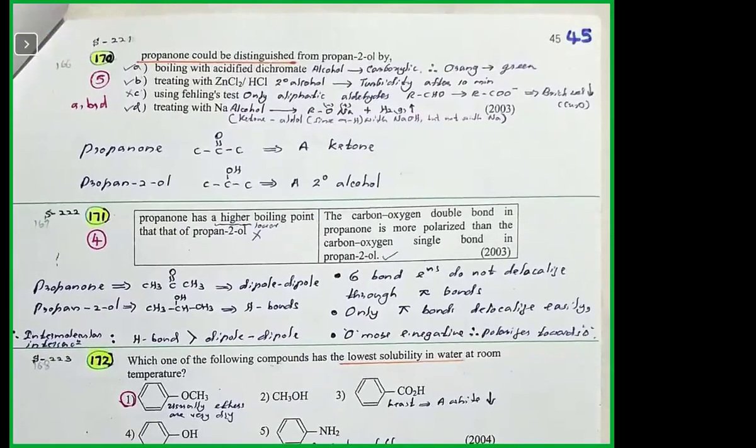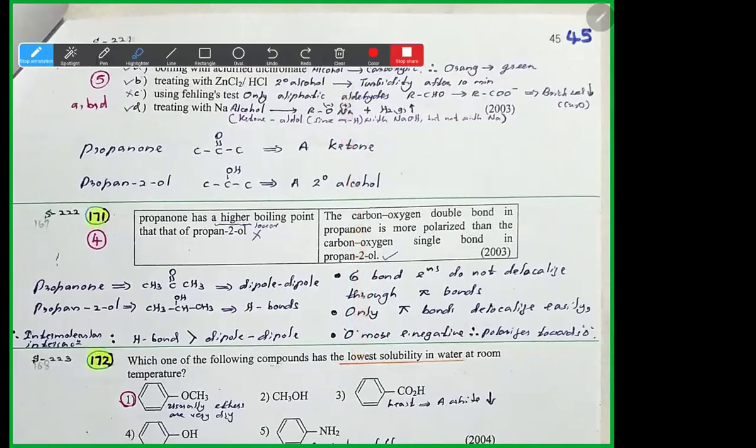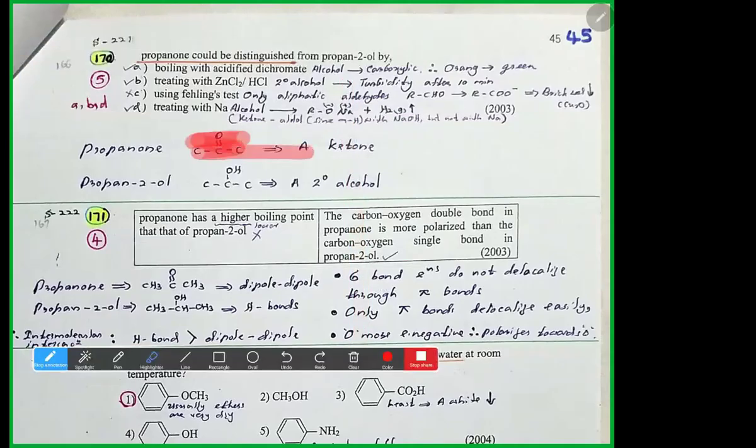170. Distinguish between propanone and propan-2-ol. Propanone is a ketone, and propan-2-ol is an alcohol. There are supposed to be a lot of different methods. Boiling with acidic dichromate, only the alcohol shows the color difference. Zinc chloride and concentrated HCl, only secondary alcohol gives turbidity after 10 minutes.